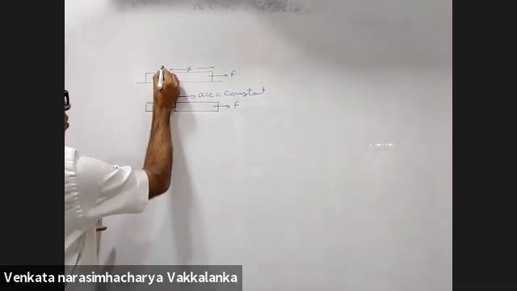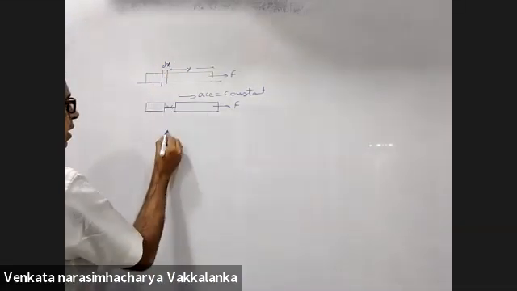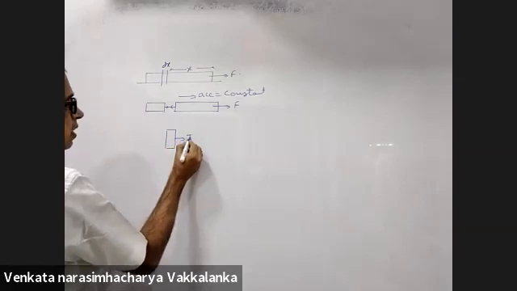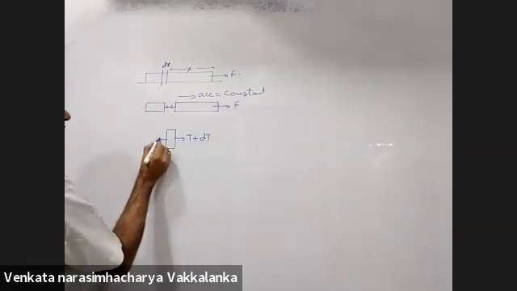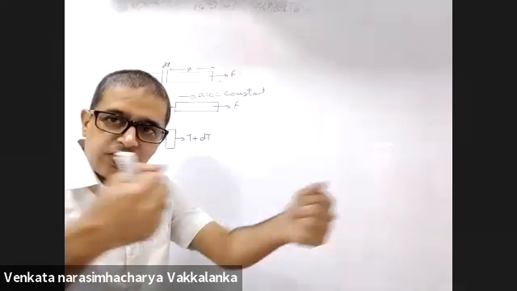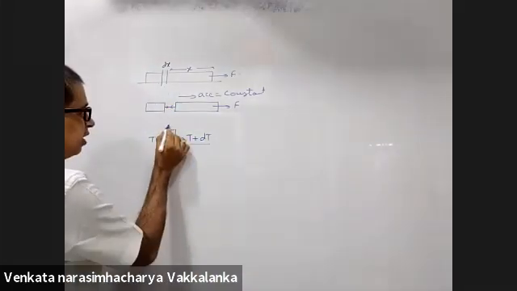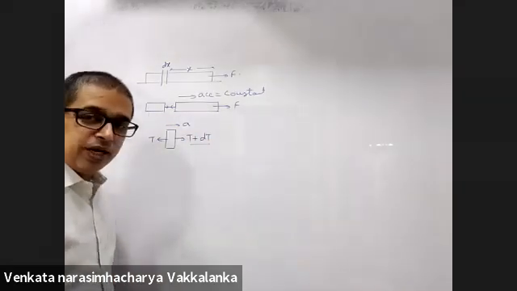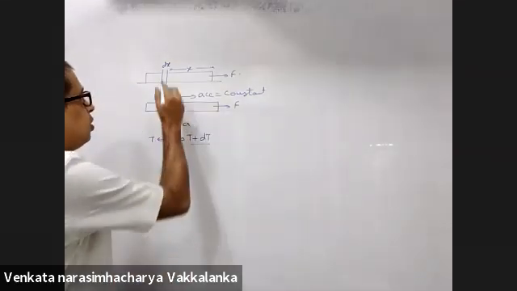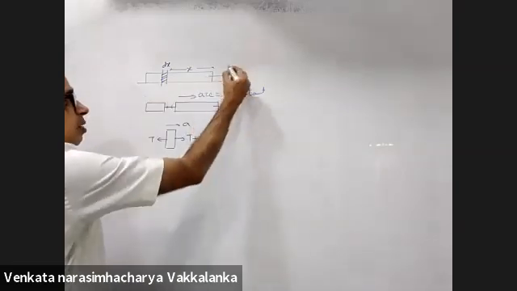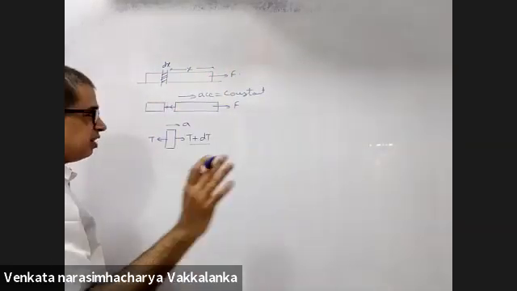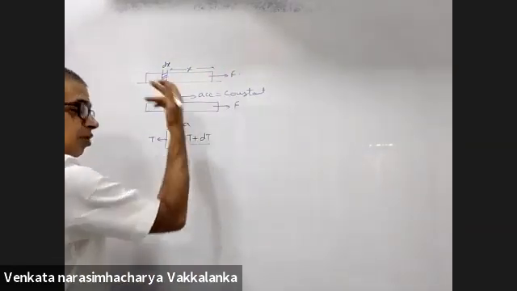At a distance of x, consider an element dx. This side will be T plus dT and this side will be T. Tension always stretches, so what makes you say this is greater than this? This has an acceleration to the right. Who is giving acceleration to this element? Don't tell me this force is giving the acceleration. This force is not acting on it.